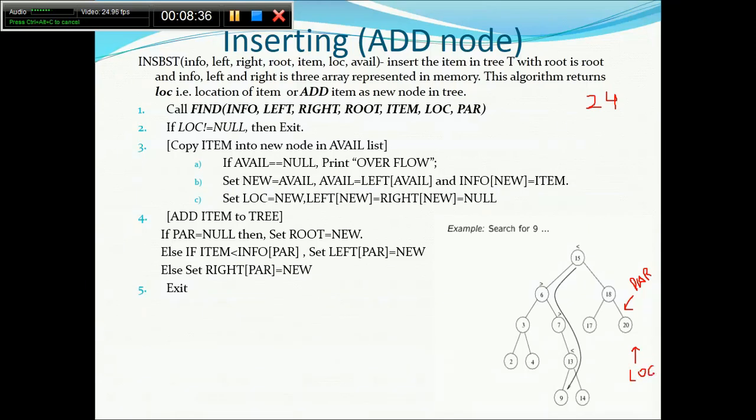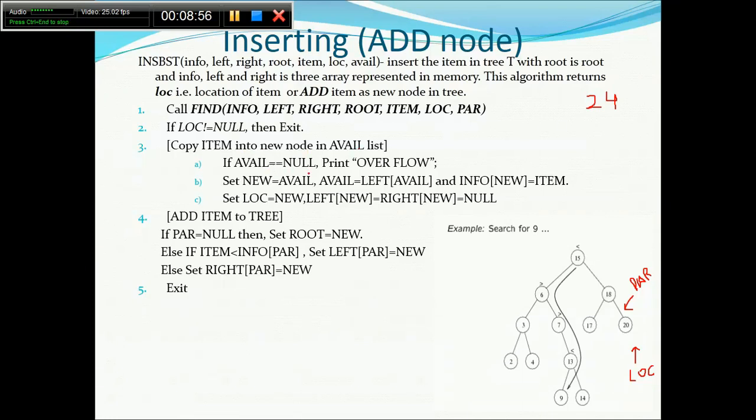Okay, so if the location is not equal to null, in my case the location is null, so I will not exit. It says that if the element you want to add is already present, you should exit, because duplicate elements are not allowed to be inserted. Now go to step number 3, copy item into the new node in the avail list.